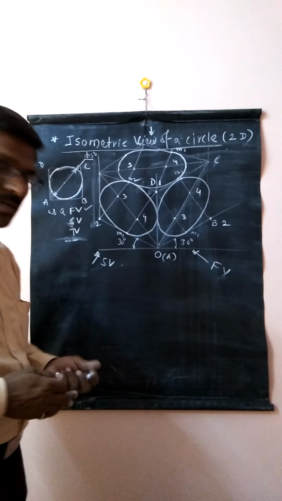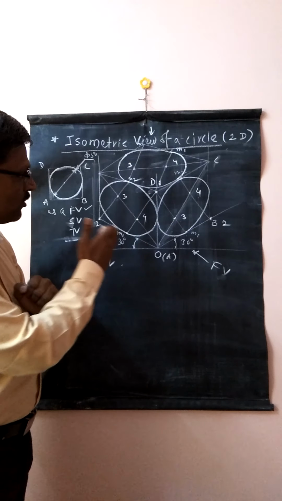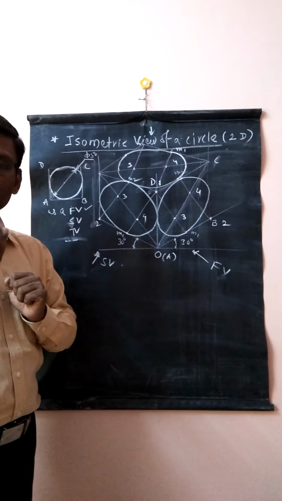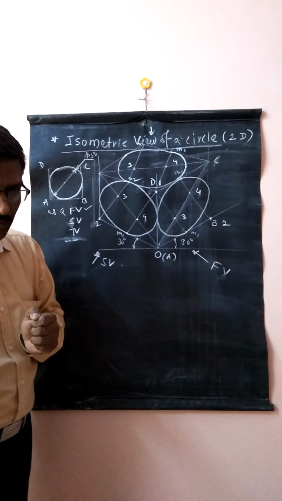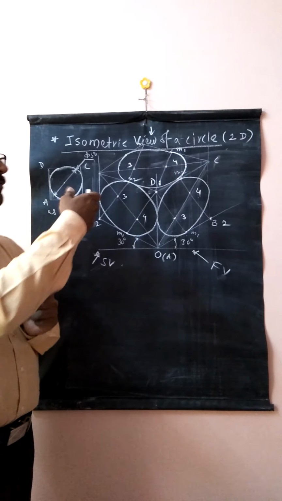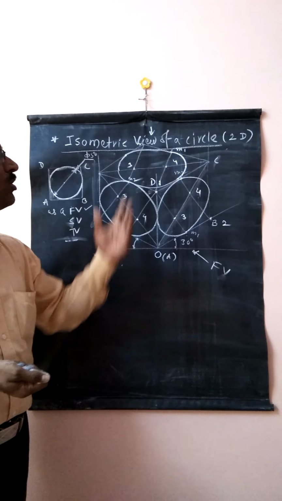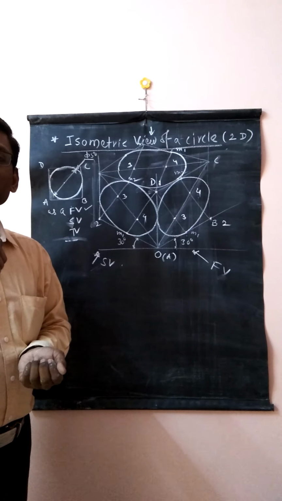So these are the things. For the isometric view of a circle, from my side, I think this has been sufficient for you. Try to practice it. We will meet in the next video for drawing how to draw the isometric view of a semicircle.